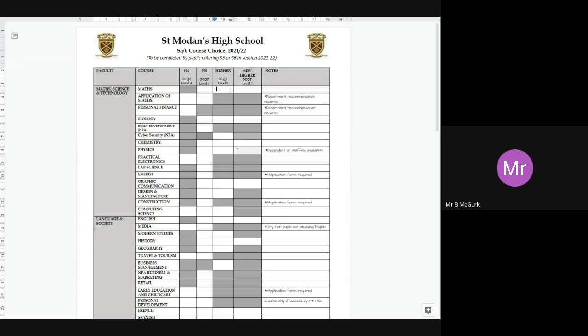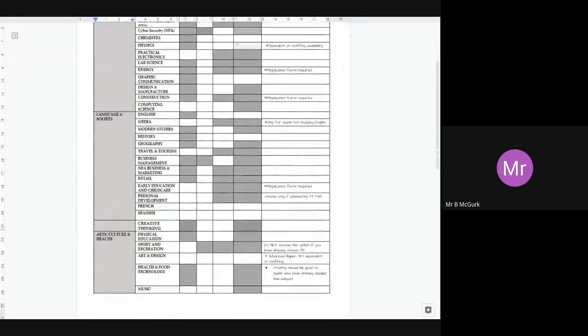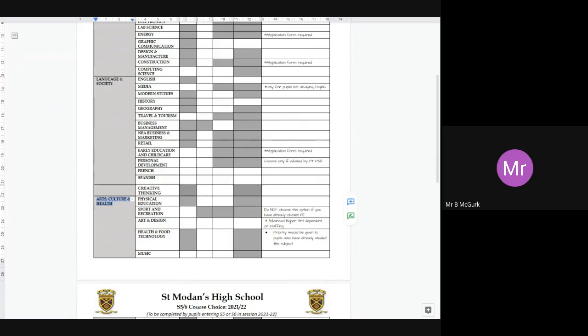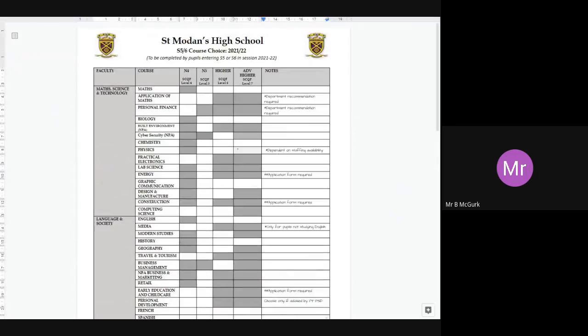We would ask pupils to consider selecting a subject from each of the faculties: Math, Science and Technology, Language and Society, and Arts, Culture and Health. This will ensure that pupils have a balanced curriculum. Pupils have to select 5 subjects in order of preference, with number 1 indicating the first choice for that person.